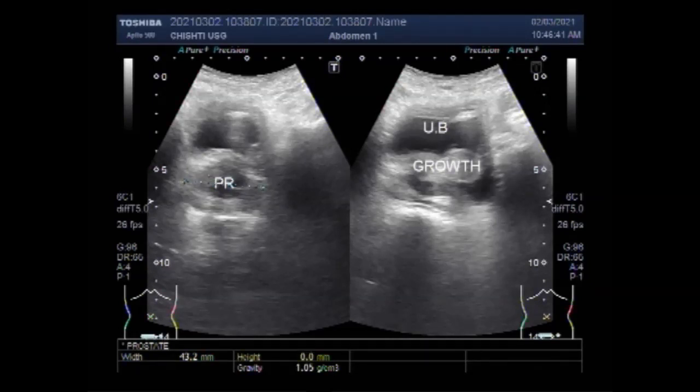Other tests such as the urine flow study, digital rectal examination, prostatic specific antigen PSA blood test, cystoscopy, ultrasound, and prostatic MRI may be used to confirm the diagnosis.